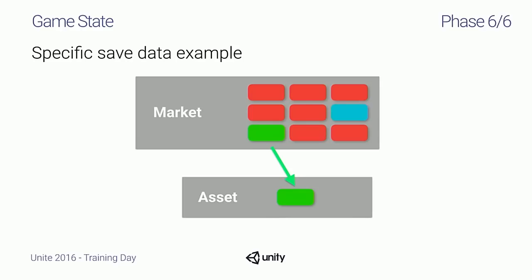And specifically, let's say we have our market. And the thing that we want to save is the coin. And we will use a game object activity saver script to save that in a scriptable object called market save data. And it will save the state of the coin game object.